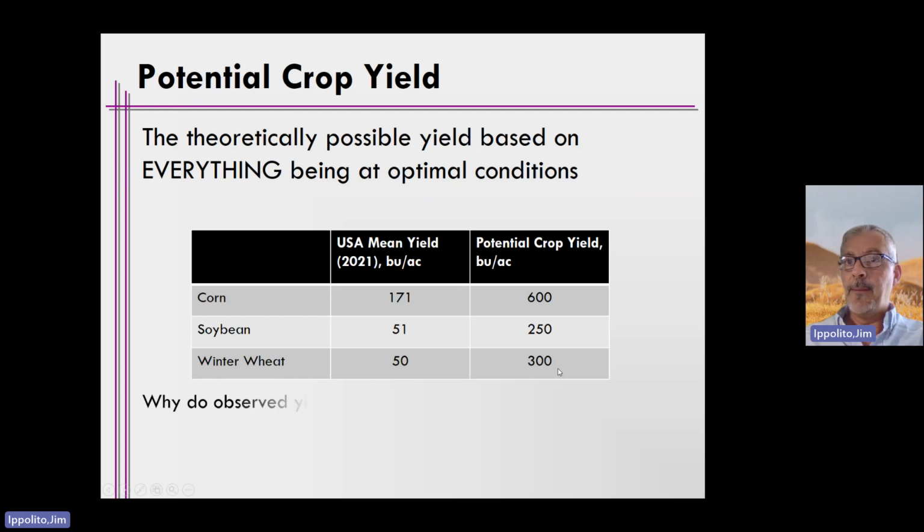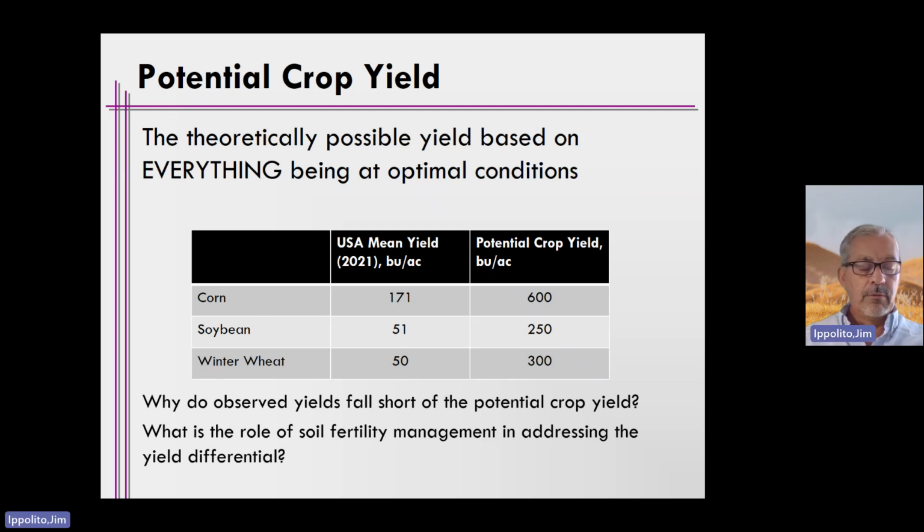So if you think about this, why in the world do we see such a dramatic shortfall for potential crop yield versus actual crop yield? And you probably would realize that it's based on a number of factors like climatic factors, soil factors, crop factors, human-induced factors, etc. And so if you think about what we can do, what you're going to learn in this class are ways to at least overcome some of these discrepancies between potential and realized crop yields. And soil fertility management addresses these yield differentials.